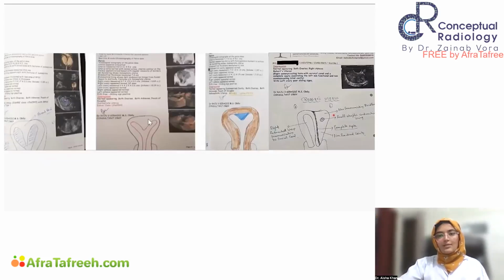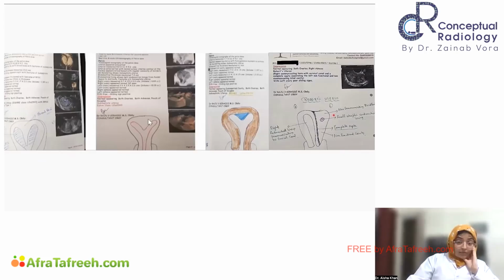Okay, so these are some sample reports of really established senior consultants, and you can see a lot of them, they prefer giving these diagrams along with their reports. Simple handmade labeled diagrams and very to the point descriptive report, no storytelling.